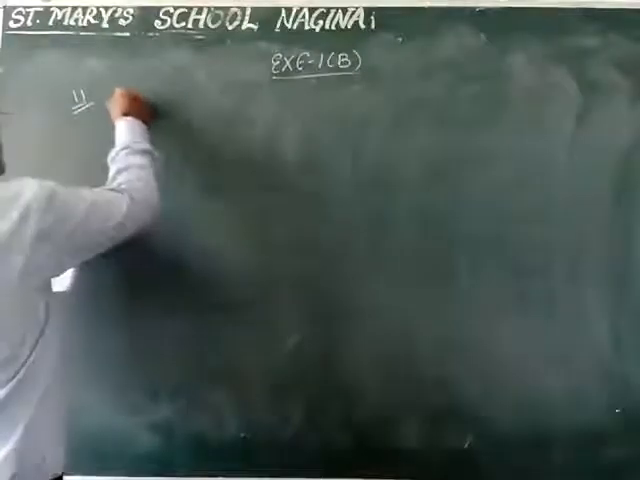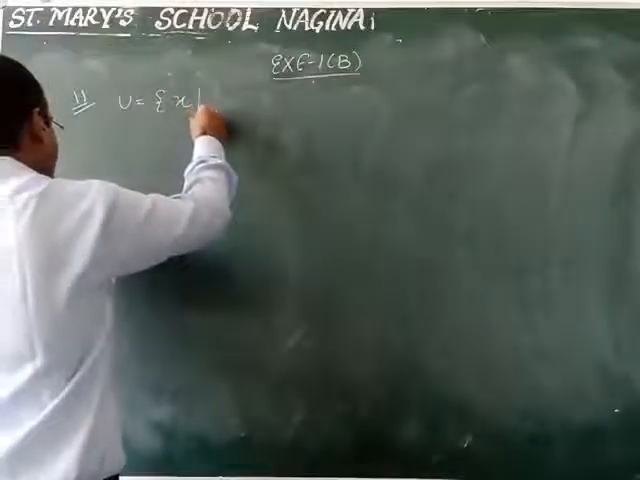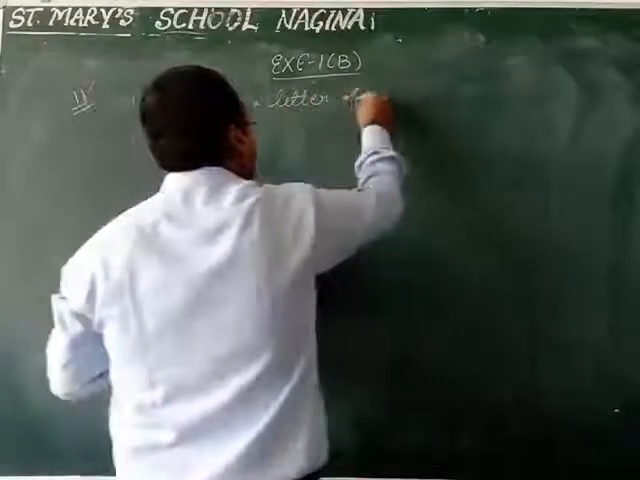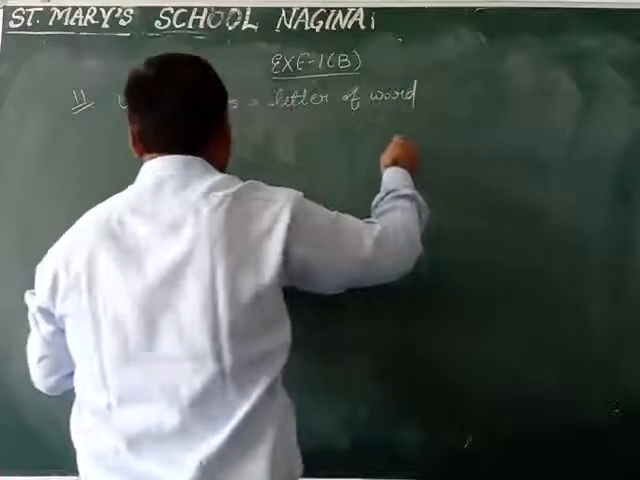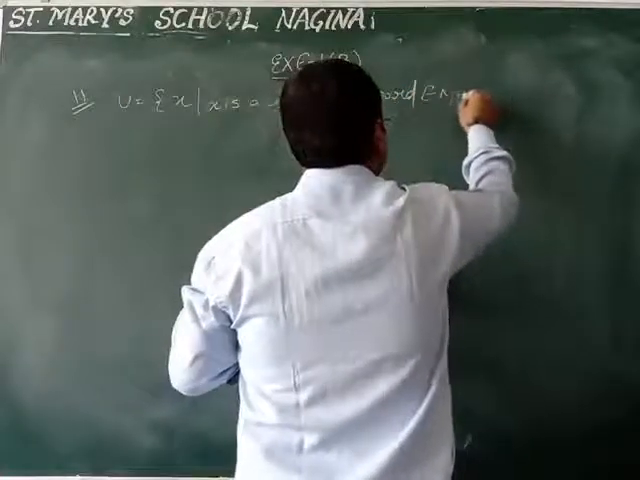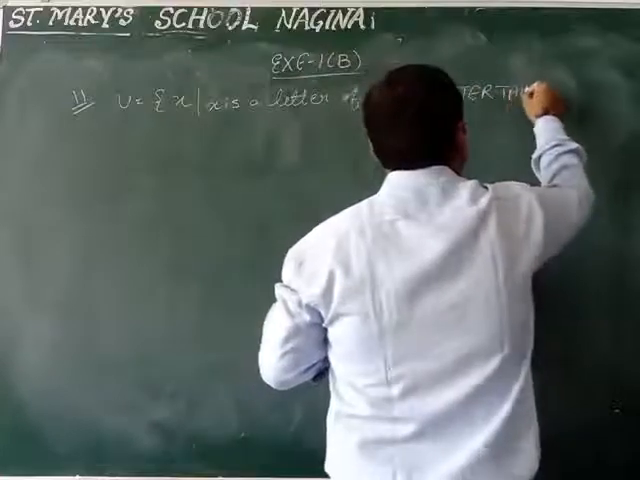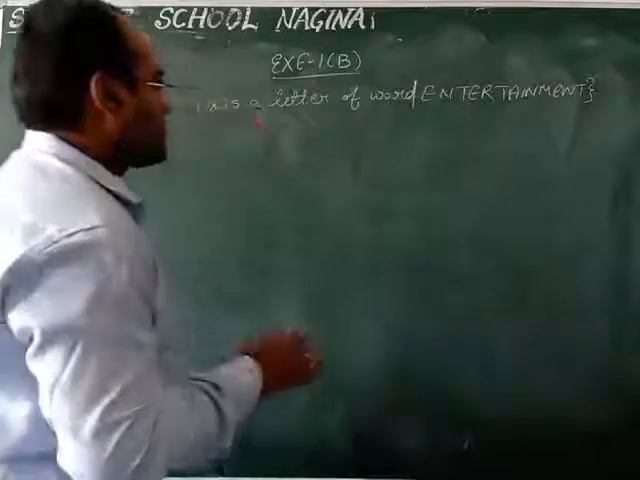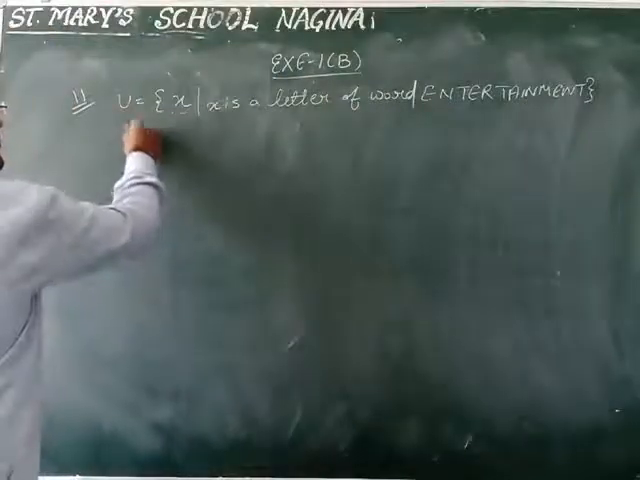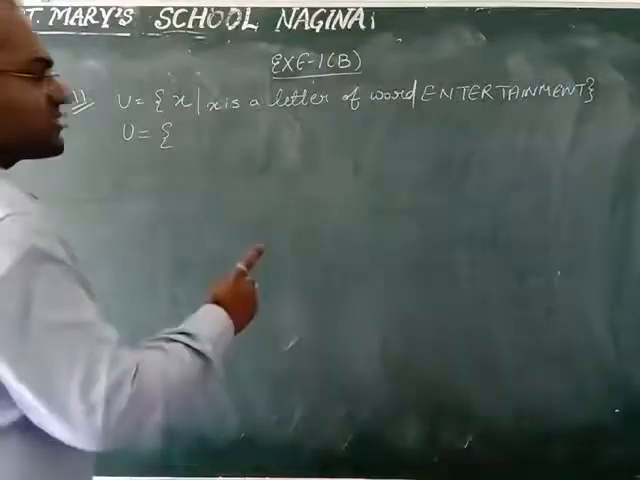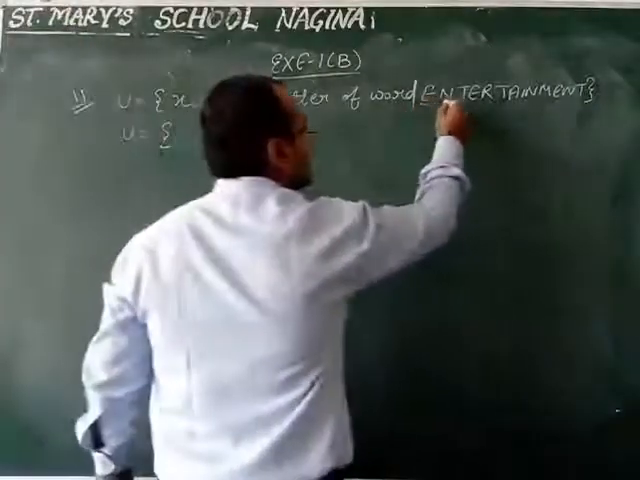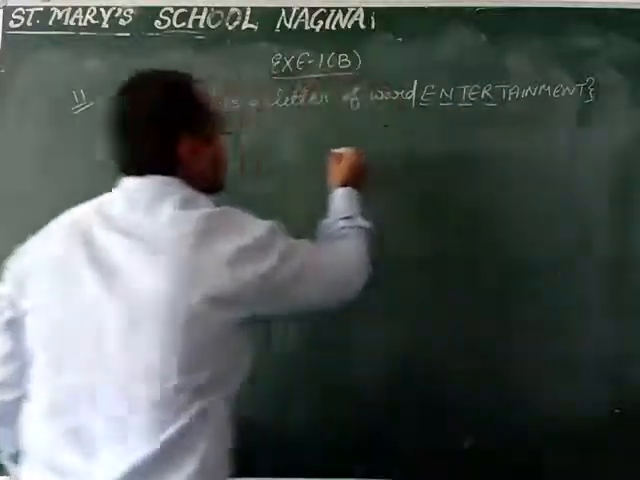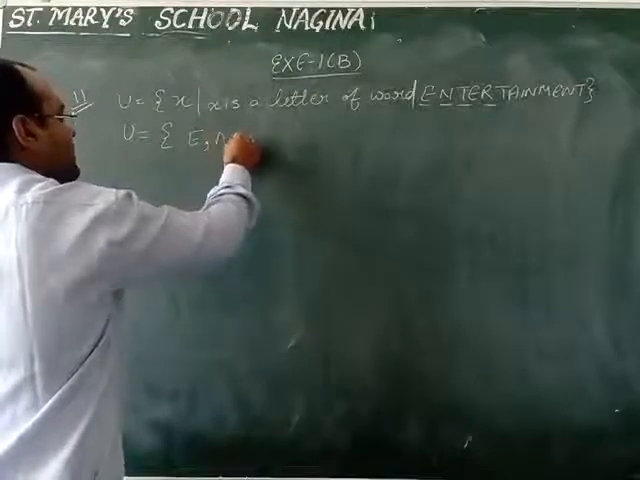U set is given. U is equal to {x such that x is a letter of the word ENTERTAINMENT}. So this is the set builder form. First of all we will write it in roster form. Letters of the word. Which letters are coming? E, N, T. E is coming again, so we will not write it again. R, E, N, T, R.